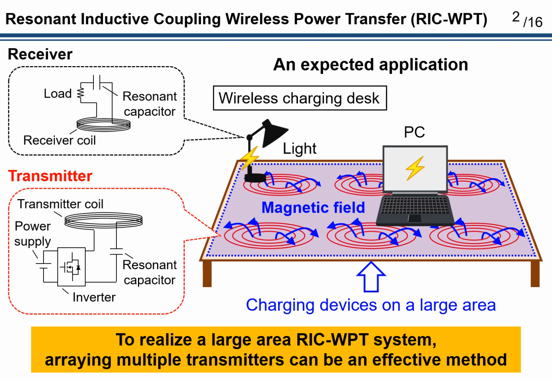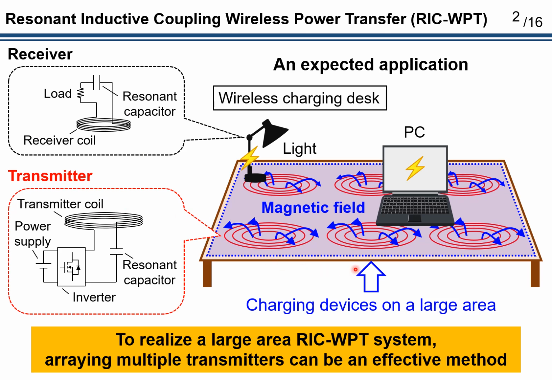Recently, resonant inductive coupling wireless power transfer has attracted attention. This figure shows the basic configuration. The inverter feeds an AC voltage to the resonator, which generates an AC magnetic field. The receiver receives power via the magnetic field.